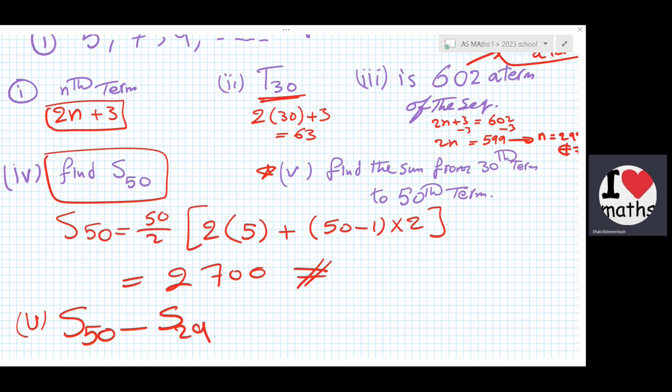Now, it's another trick. There is a trick in the question. I can ask you in the same question: find the sum between the 30th term and the 50th term. In this case, what do you have to do? If I said between the 30th and the 50th term, it is sum 49 minus sum 30.